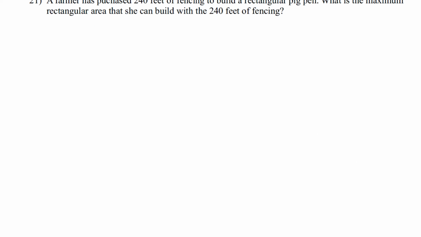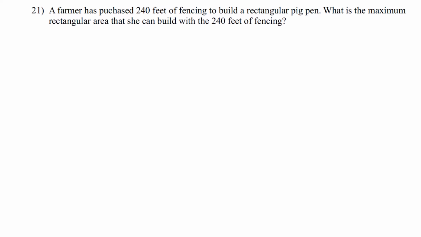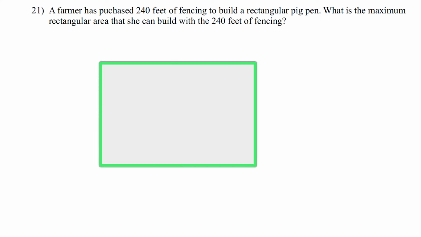All right, question number 21. It says a farmer purchased 250 feet of fencing of a building to build a rectangular pig pen. The maximum rectangular area that she can build with is 200 feet of fencing. So I'm going to show you guys how we are going to do this correctly, and then I'm going to let you in on a little secret afterwards. Because once you have this secret, you're probably not going to listen to anything else. So let's go ahead and draw this pen that they want to draw. It says rectangular pen. So what we have is 240 feet of fencing.